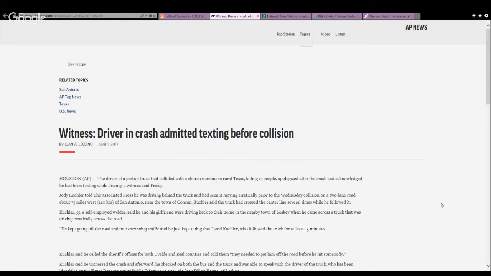And what are those facts? Who is it? Jody Kukler is a witness to this crash. What did he do? He witnessed the crash. And the other what is there was this crash that happened in Houston, or in Texas anyway. When did this happen? This was reported on April 1st, and it happened on the Wednesday prior to that, whenever that was. Where? 75 miles west of San Antonio. So on and so forth. So again, it is trying to answer those questions, the reporter's questions.